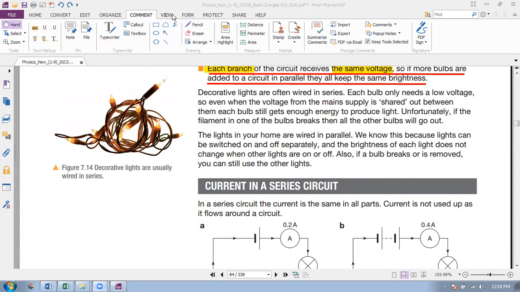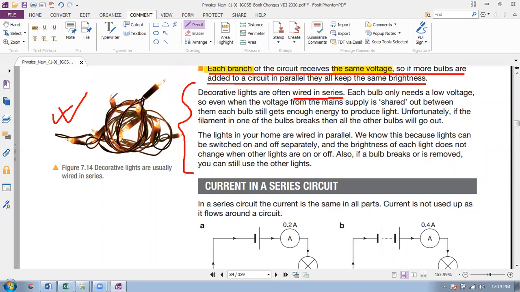There is some other information given here, like decorative lights are often wired in series. You know, in decoration during marriage or anniversary, we decorate our buildings. So there are many small bulbs connected in series. If you just turn on the decorative lights, that symbol is given, the picture is given here. If you just switch on, one switch can control all the lamps, all the lights. They're in series. But what happens if one goes off?